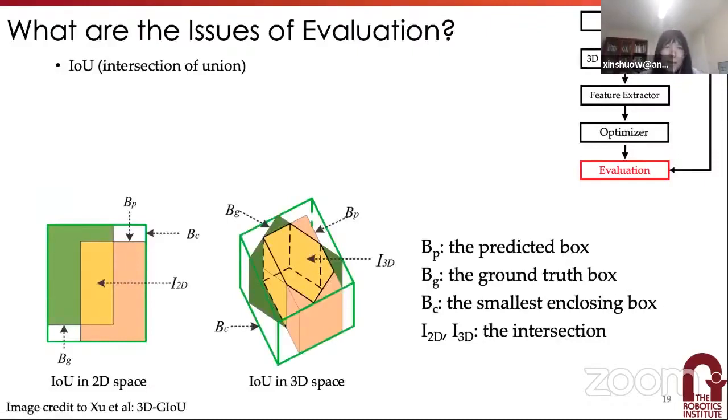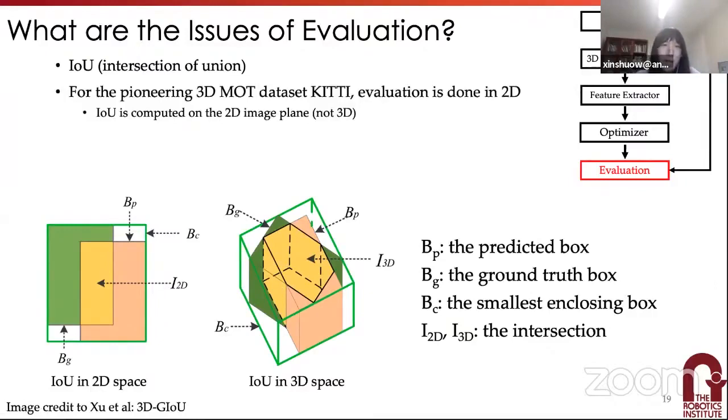Before answering that question, let's first look at one important concept, which is the intersection over union. The intersection over union is used to measure the accuracy of the predicted box with respect to the ground truth box. It can be measured in either 2D space by computing the area on the image plane, or in 3D space by computing the volume. Both 2D and 3D IoU are useful, but should be used in different cases.